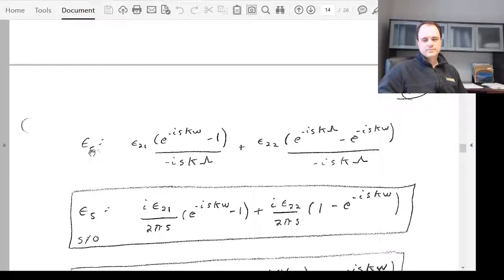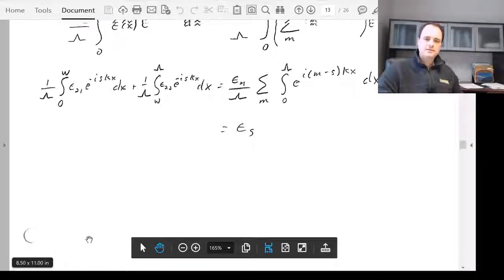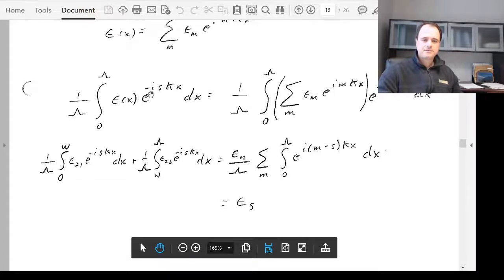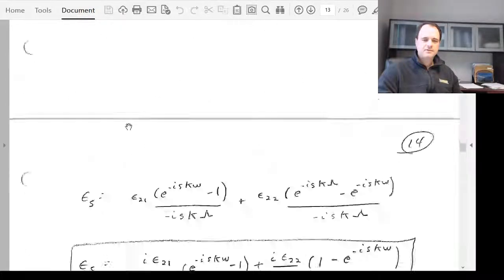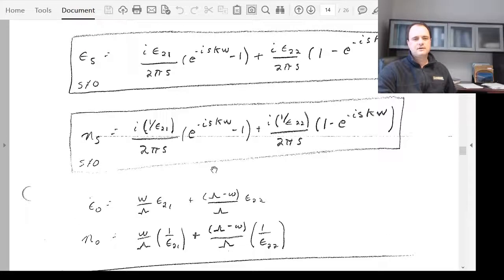When you do these integrals, the epsilon s just turns into this. You simplify it a little bit further, and you get this right here, at least when s is not equal to 0. If s is equal to 0, you can go straight back to here, for example. This is still epsilon s, but this is when s is 0. And you'll see that epsilon 0 is simply the average, well, not quite the average, the weighted average, according to how much space material 1 occupies relative to that of material 2. So epsilon 0 is this. When s is not 0, it's given by this right there. And the same with your eta's.